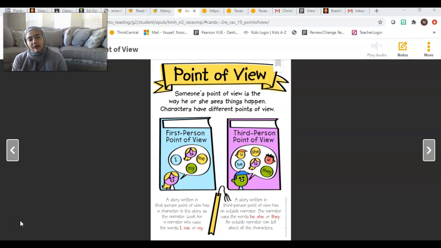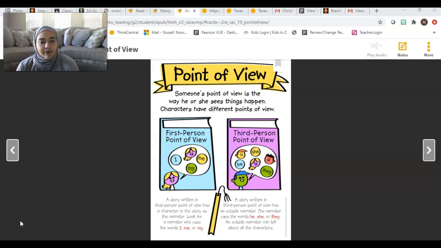So we are basically going over point of view. For our HMH reading lesson today, you do not need your HMH books. Later, after we read the story, you're going to need your reading journals, spiral notebooks, but you're not going to need anything else today, okay?